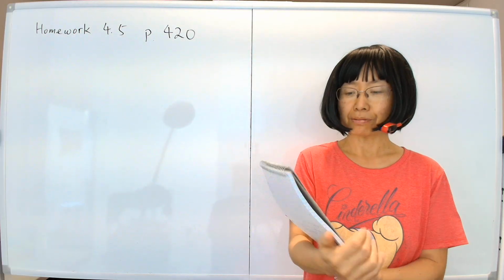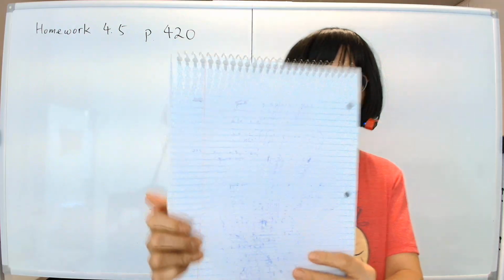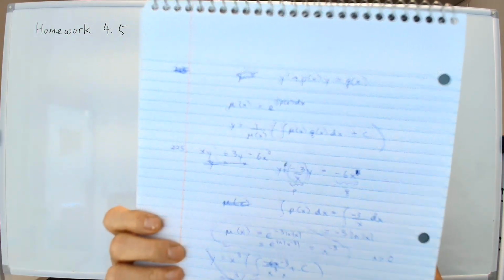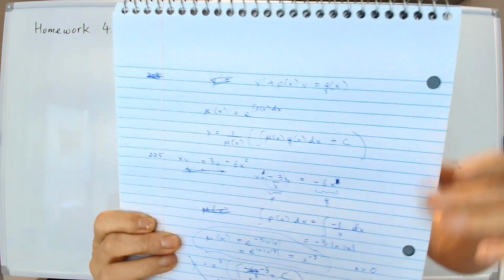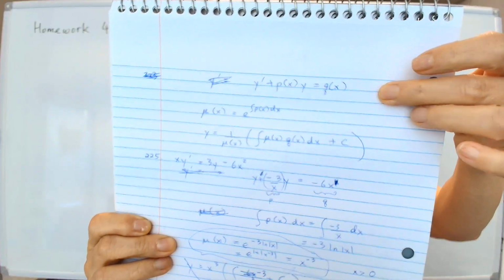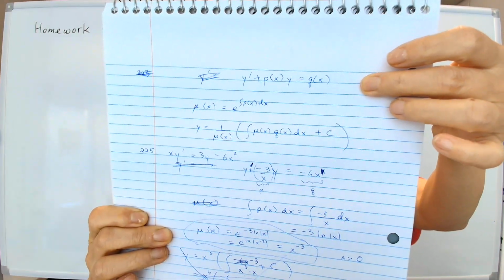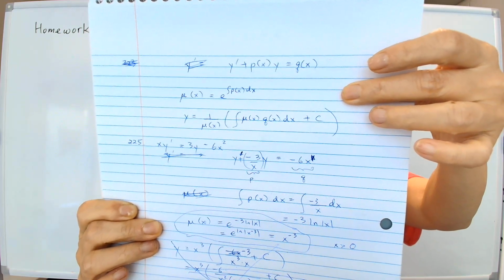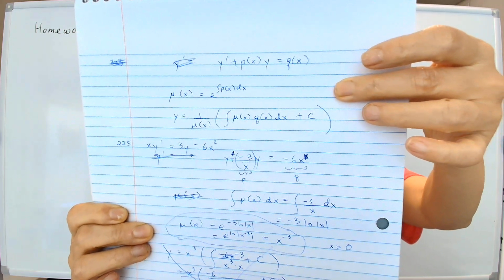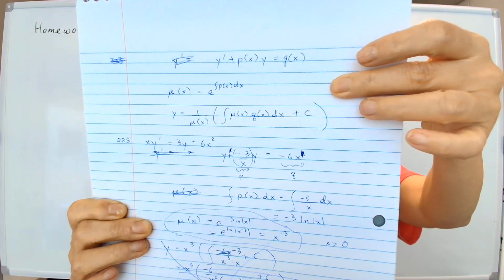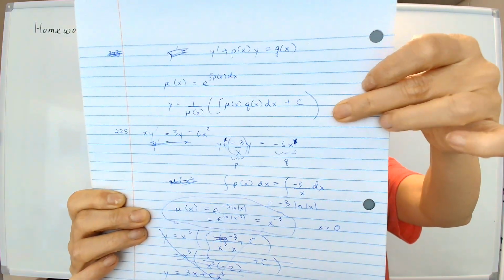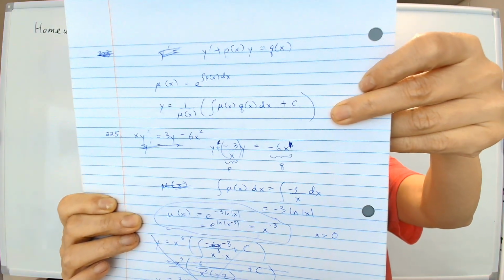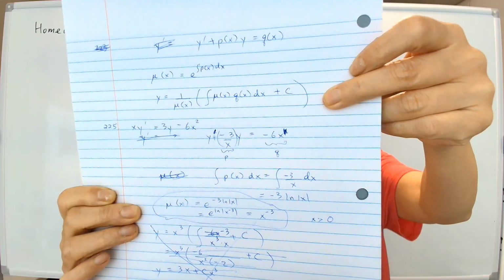So the rules that we're supposed to follow: step 1, we write the equation into a form where it says y prime plus p of x y equal to q of x. And 2nd, we figure out what the integral of p of x is, and then slap an e under it. That becomes the mu of x. Then step 3, we integrate mu of x q of x, and then add a constant to it.